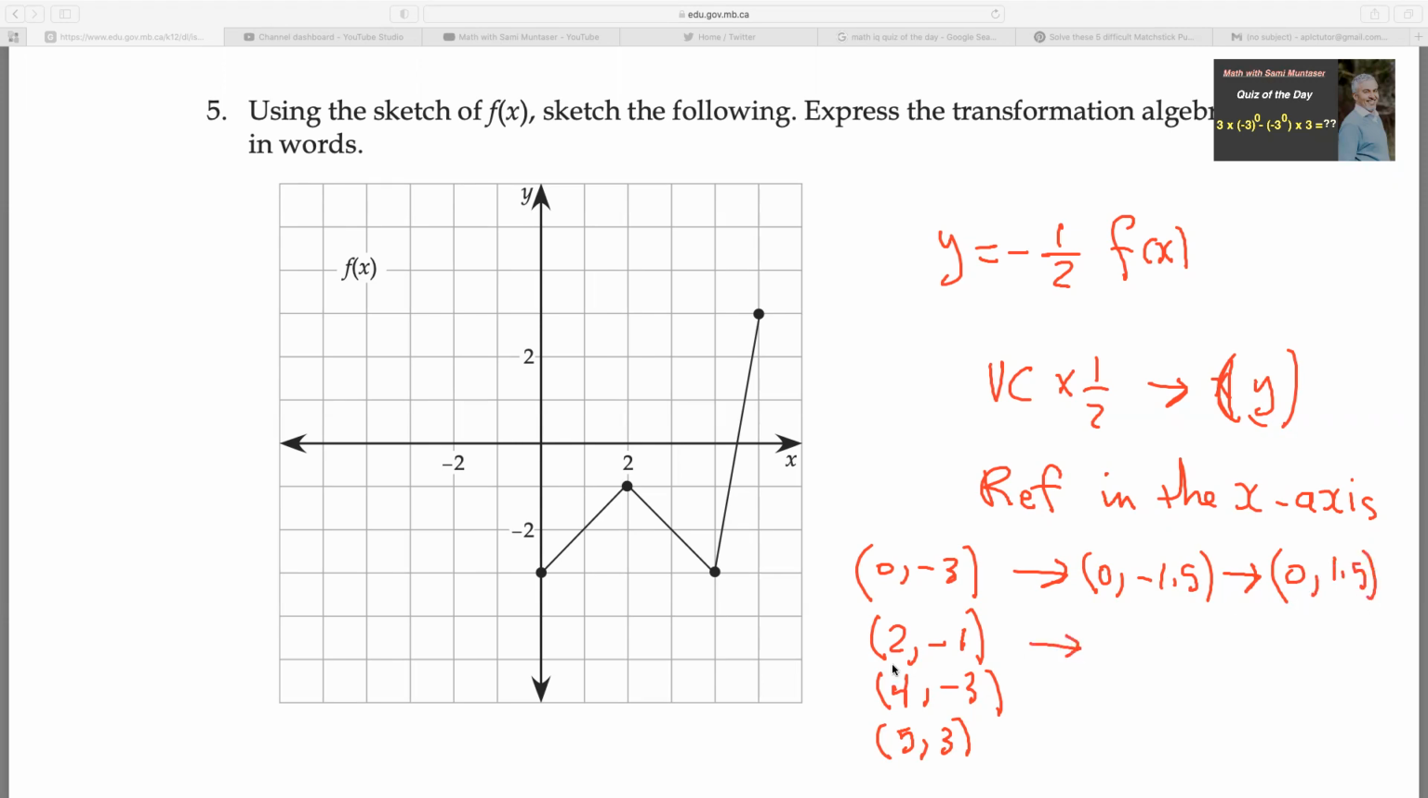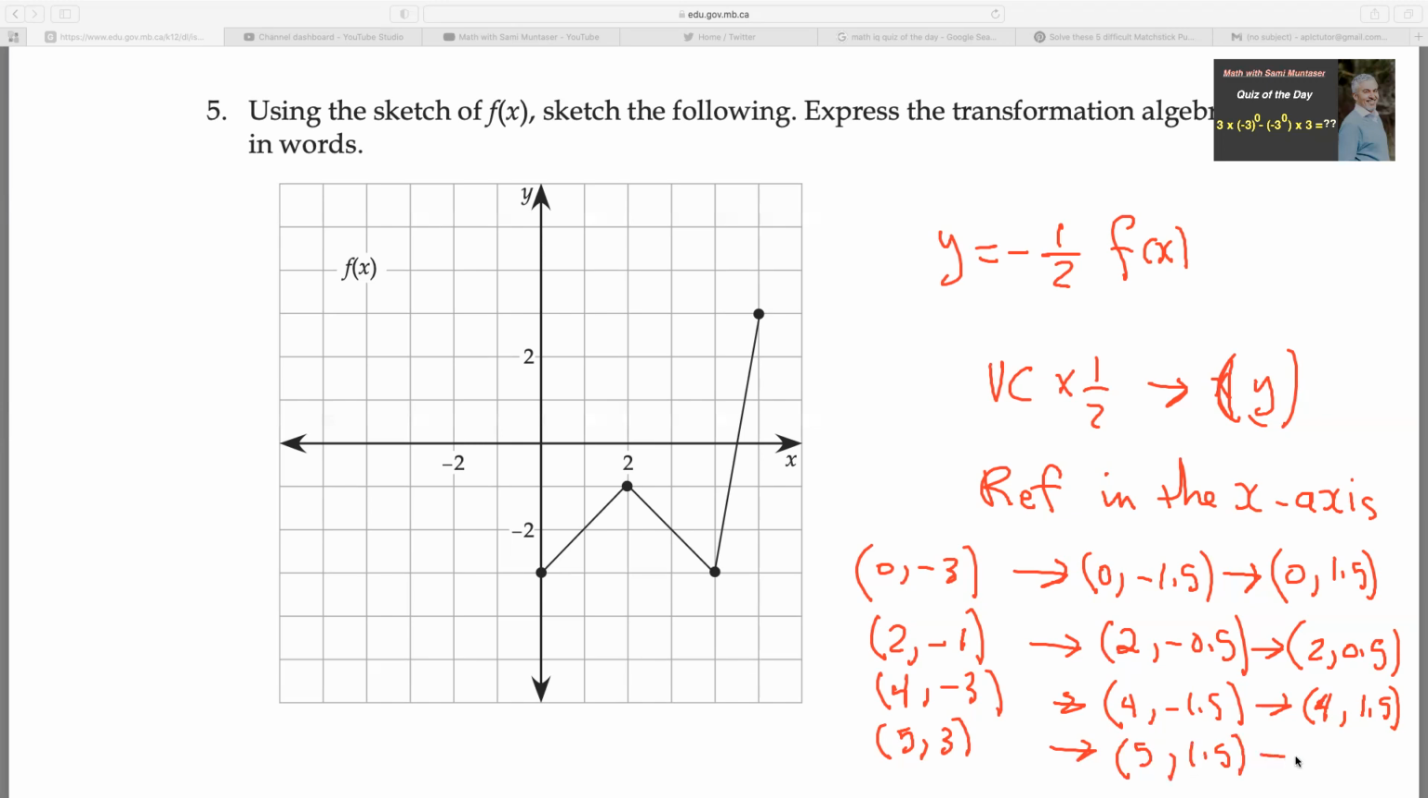Now let's go to the next thing. 2 and -1 becomes 2 and -0.5. And as we said, reflection in the x-axis changes the sign of the y value only, so it becomes 2 and 0.5. This becomes 4 and -1.5. And you change the sign of the y as you reflect over the x-axis, so it becomes 4 and 1.5. And then the last one is 5 and 1.5. And then it becomes 5 and negative 1.5 because the reflection over the x-axis changes the sign of the y value.